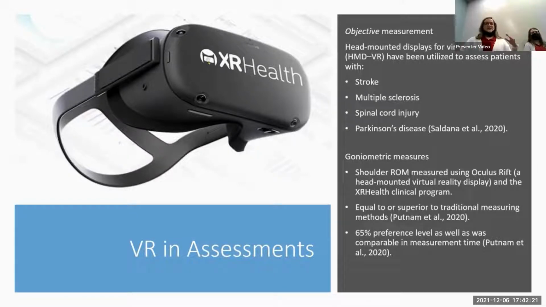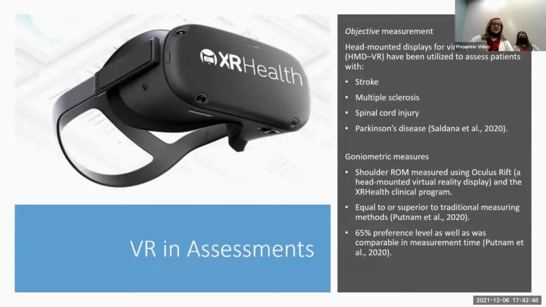So some of the uses for VR in assessment have been they've used head-mounted displays for stroke, multiple sclerosis, spinal cord injury, and Parkinson's disease. Specifically, the VR was able to detect slower and less rhythmic movements in patients with Parkinson's, and in post-stroke patients, they noticed a difference in upper extremity movements.